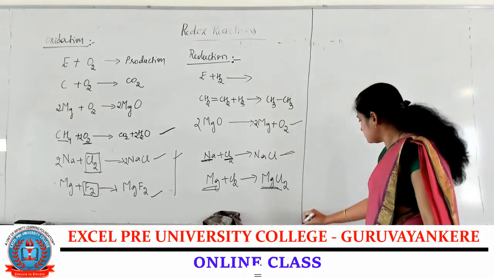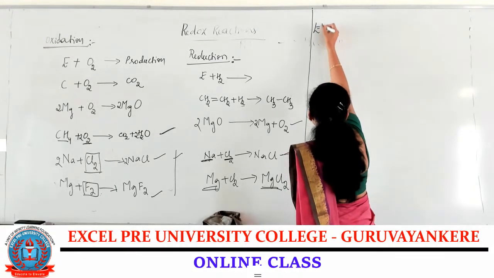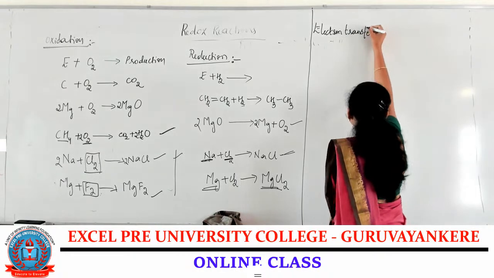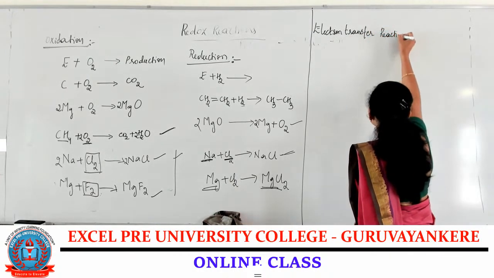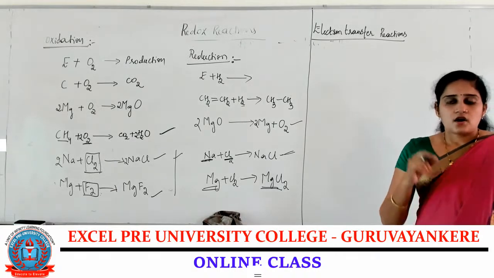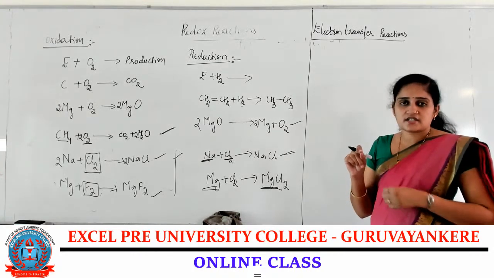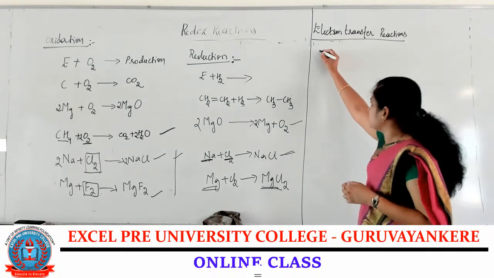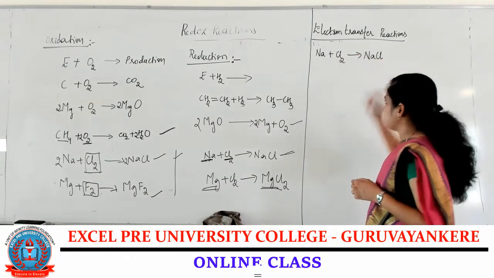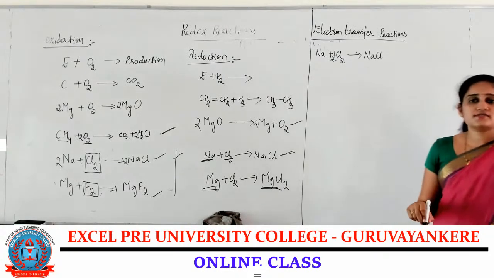Next, redox reaction using electron transfer reactions. Using electron transfer reactions, we can also define the oxidation reaction and the redox reaction. Let me take a very simple example, which I have already studied in the Born-Haber cycle: formation of sodium chloride. When sodium metal reacts with chlorine gas, it gives sodium chloride, NaCl.